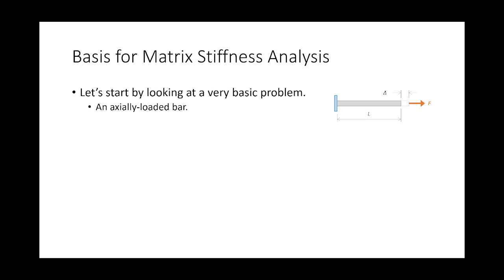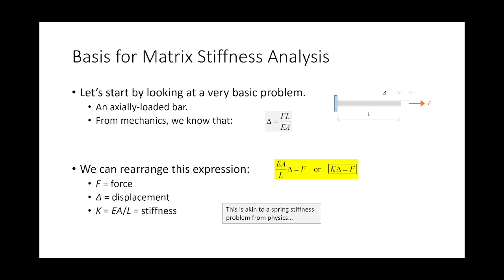I want to talk about a very, very basic problem. I got a bar and I'm yanking on it with some force F, and I want to know the deflection of that bar, an axially loaded bar. From mechanics, we know that the deflection is FL over EA. I mean, we've talked about that in here, right? That's pretty basic, okay? What I can do is rearrange this, and I can say EA over L multiplied over here, and I get EA over L times the deformation equals F, or what I'm going to call K times delta equals F.